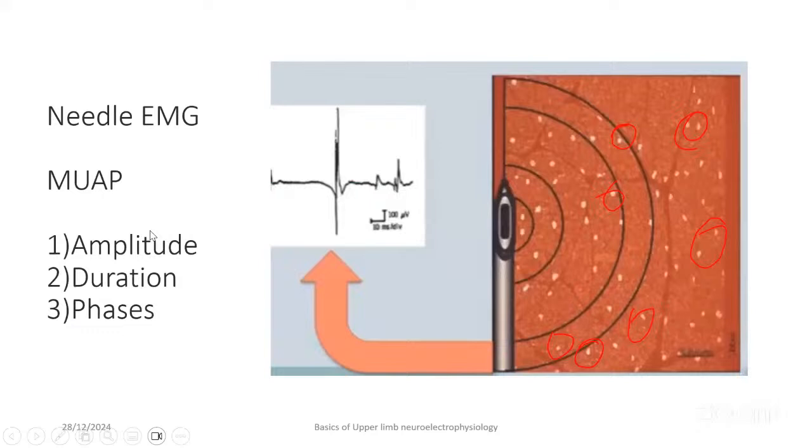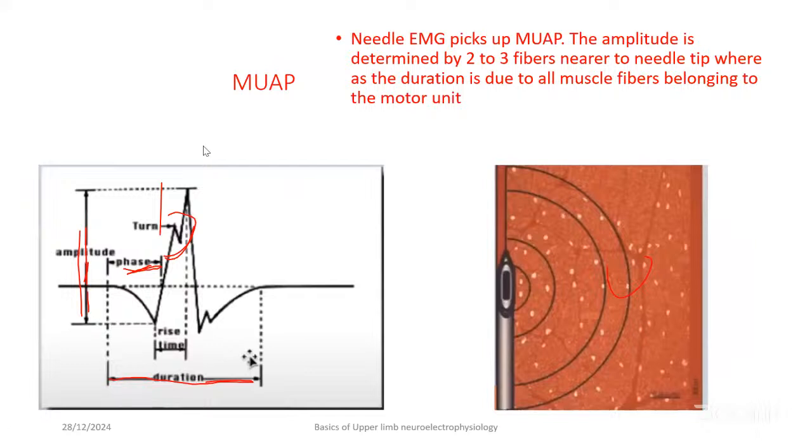MUAP, when you do it, you have to look at amplitude, duration, and phases. We'll describe why these differences come in. So what are the 3 things we usually see in the motor unit action potential? The needle EMG picks up the MUAP. The amplitude is determined by 2 to 3 fibers which are nearer to the needle tip, whereas the duration is due to all the muscle fibers which are present.